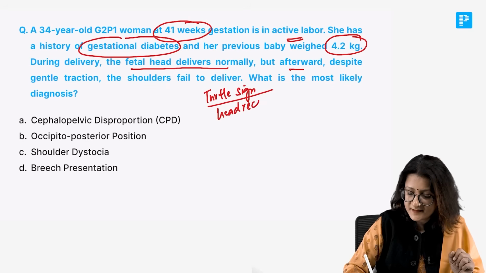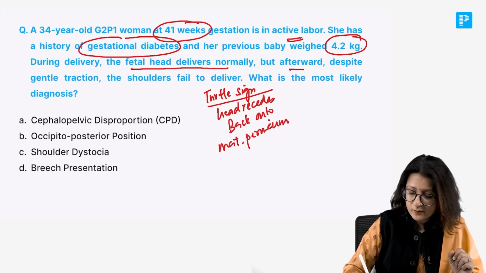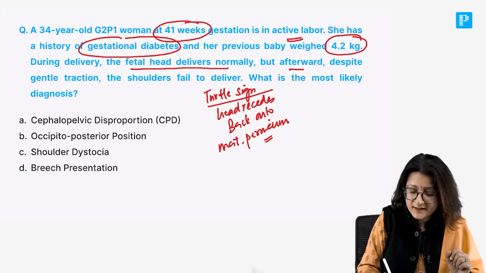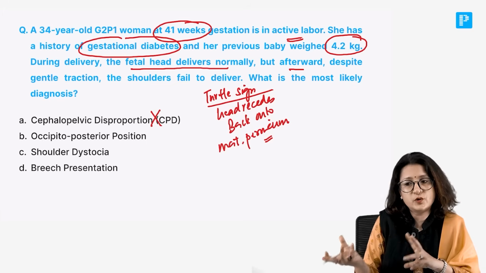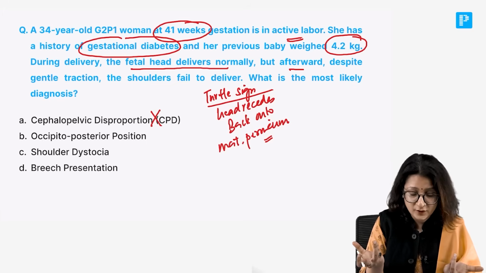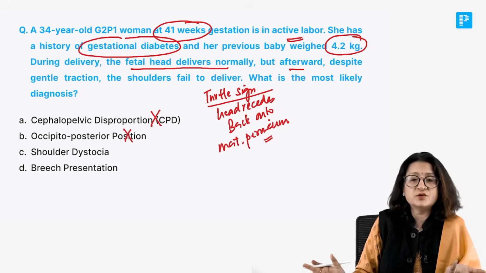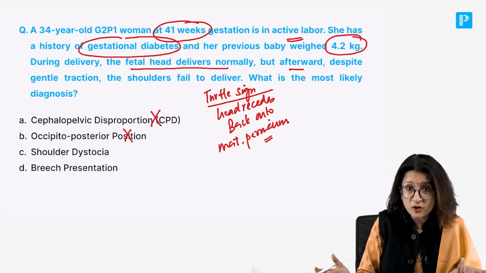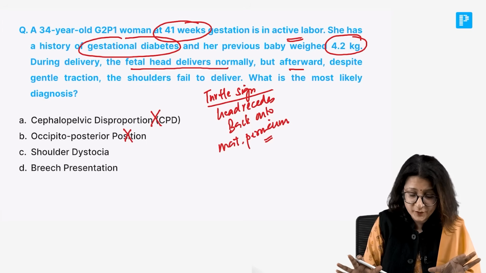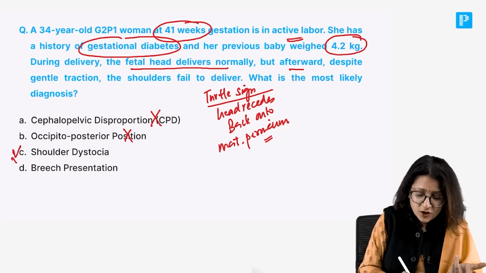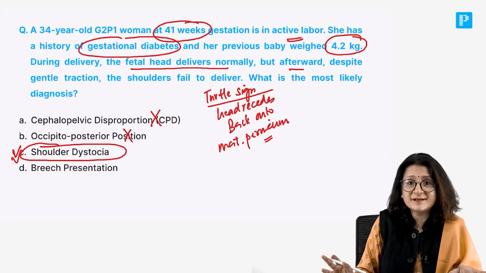Head recedes back onto the maternal perineum. So what is the most likely diagnosis? It's not CPD. If it's cephalopelvic disproportion, then the head will also not deliver. And occipito-posterior position, no, the head has already delivered and it's not occipito-posterior position. They are typically talking about shoulder dystocia, and that's your answer.